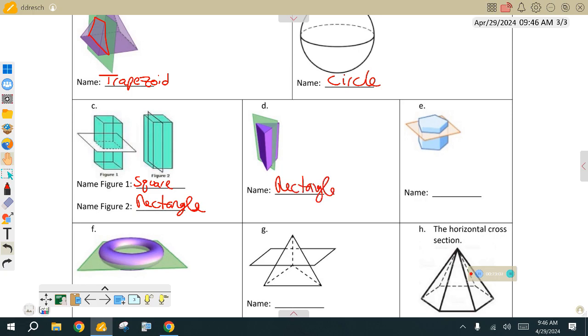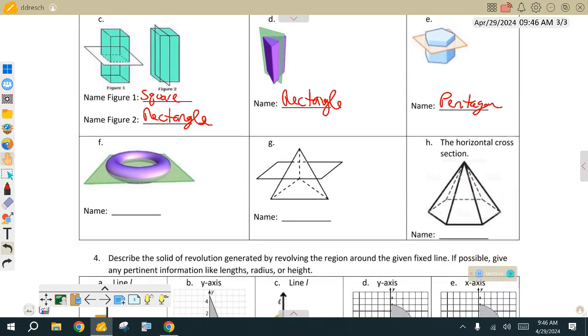Okay. What shape is that one going to be? Is it a hexagon or a pentagon? 1, 2, 3, 4, 5. It's a pentagon. It's parallel to that base. That one should be a little bit easier to see if I could write. It's a pentagon. Those tend to be a little bit easier to see when they are clearly parallel to the base. It is the base.